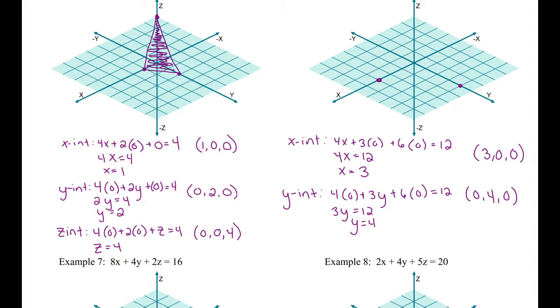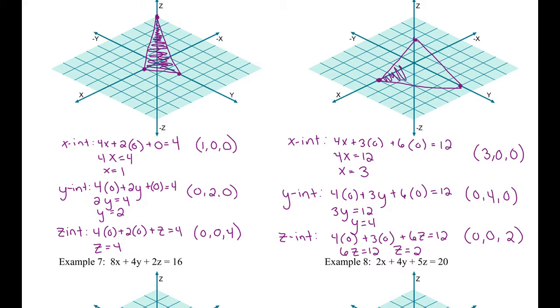And lastly, the z-intercept, I'm going to plug in 0 for x, and I'm going to plug in 0 for y, and I'm going to solve for z. So we get 6z equals 12, which means z is going to equal 2. So I have the ordered triple 0, 0, 2. And I'm going to take all 3 of these points on my plane. I'm going to connect them, and it's going to be the shaded region in between. So this is my plane on my XYZ coordinate graph.